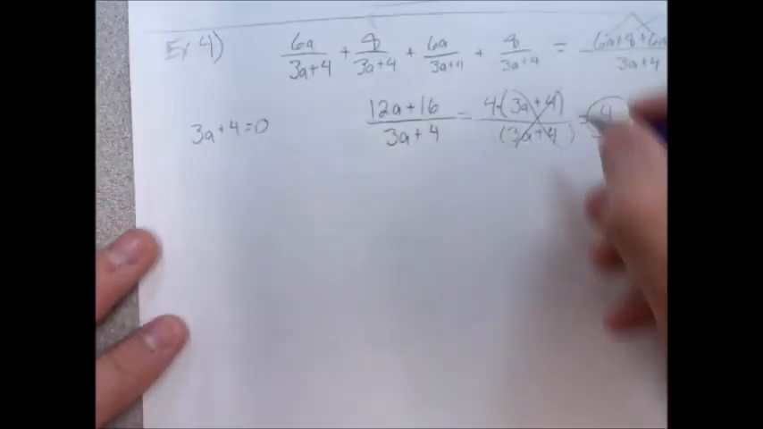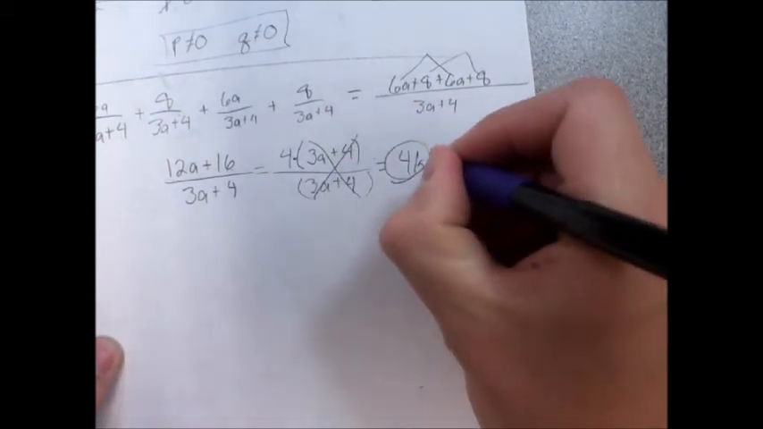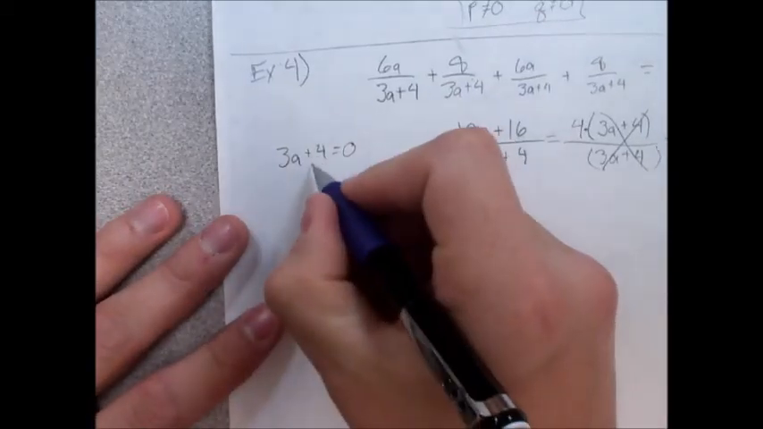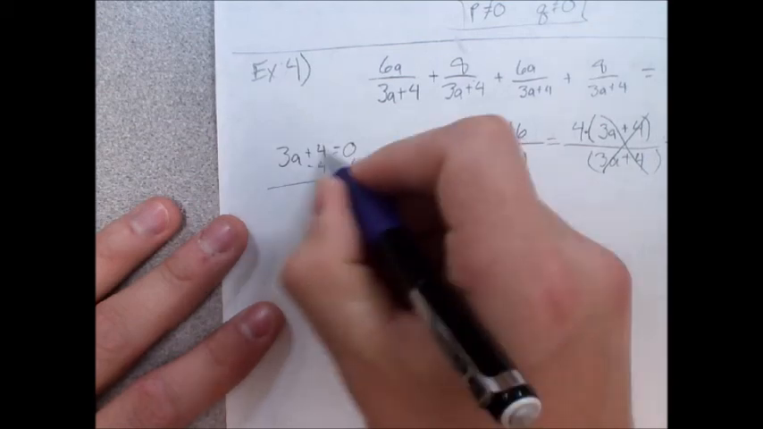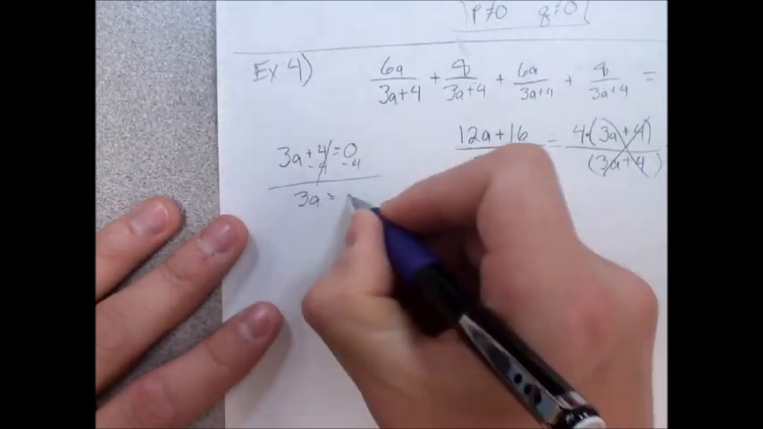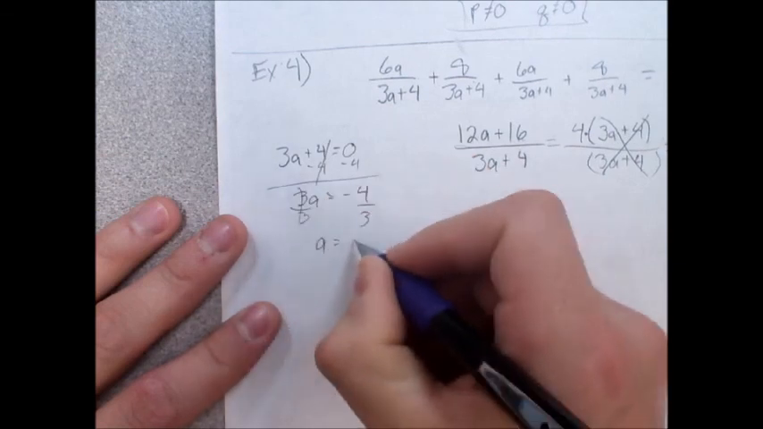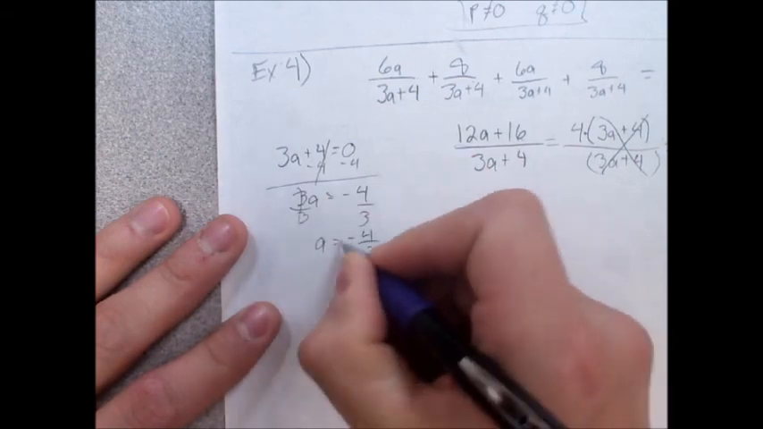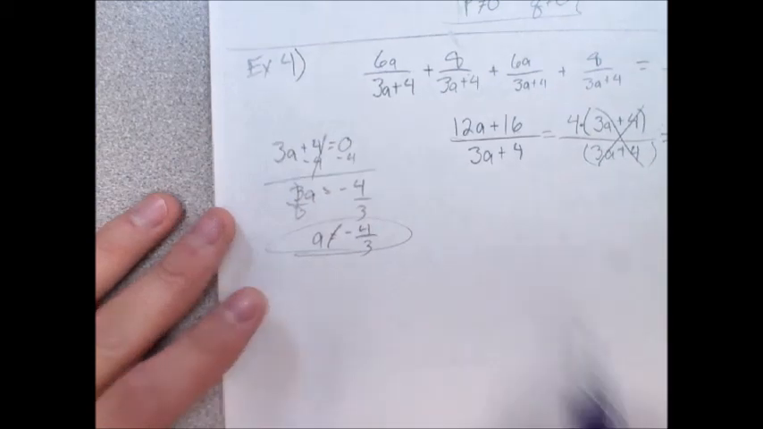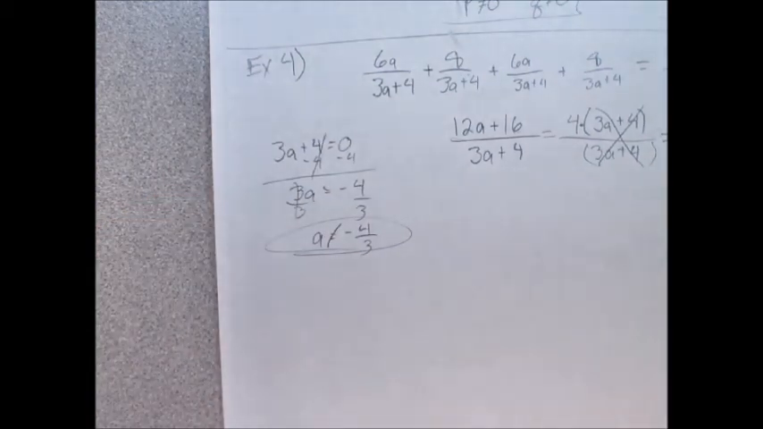Do not forget, though, we still have to find our excluded values. Oh, label, good. Kilometers, thank you. I subtract 4 from both sides. I get 3a equals negative 4. Divide by 3. So a will equal negative 4/3 in this case. Therefore, a cannot equal negative 4/3, and that would be our excluded value. Questions?